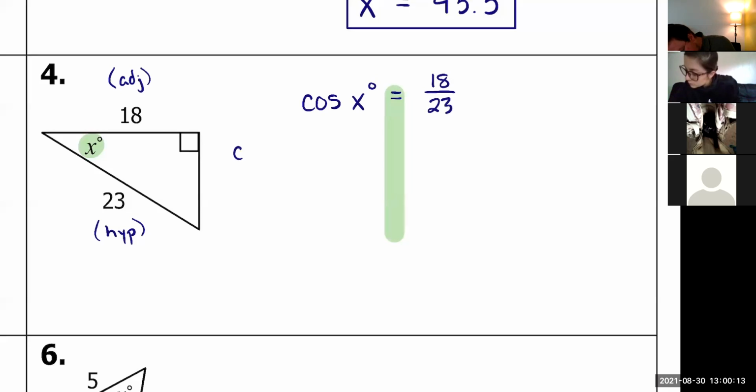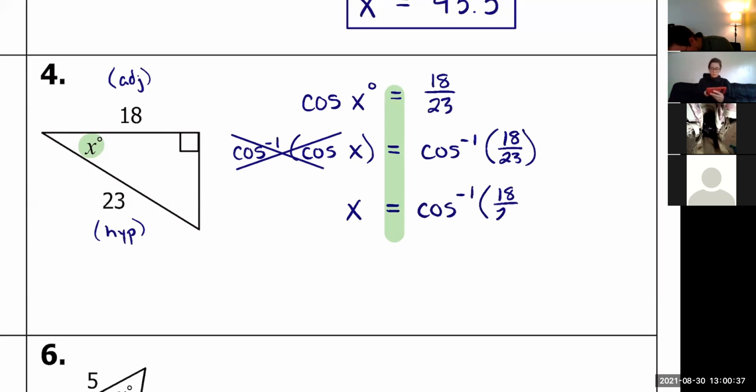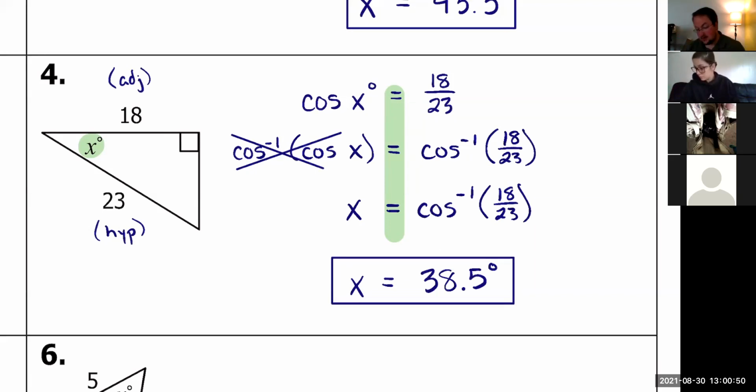So I'm going to do the opposite, the inverse cosine, on both sides. It's going to help me get that x by itself. On the left, that eliminates, leaving me with x equals the inverse cosine of 18 over 23. 38.5. With the help of my calculator, it can take that inverse cosine rather quickly. Takes out the guesswork for me.